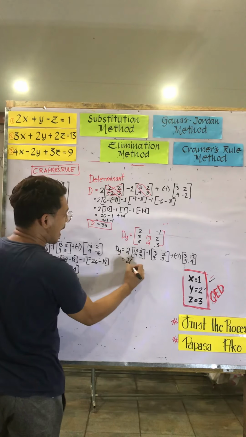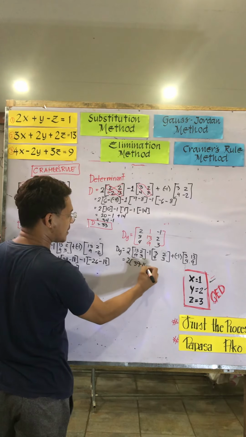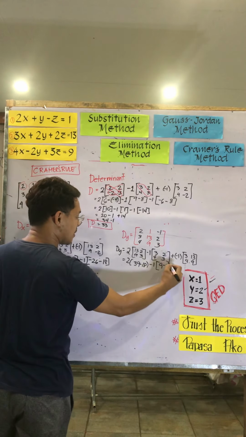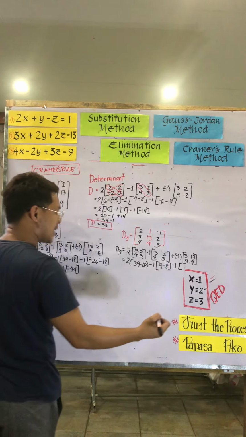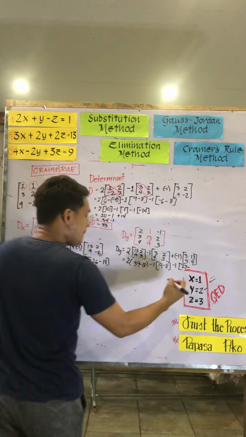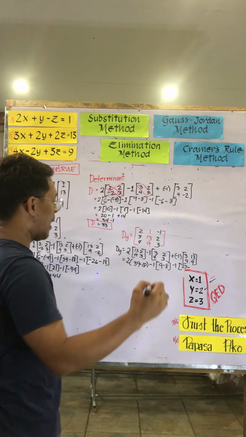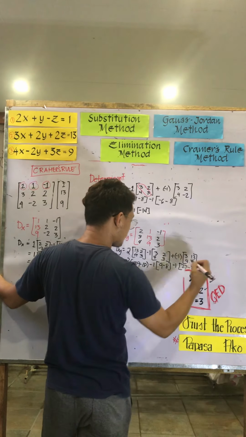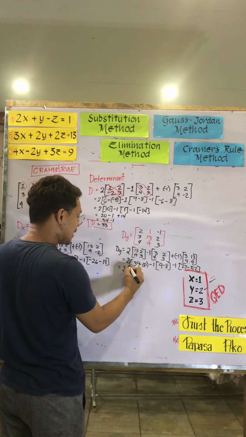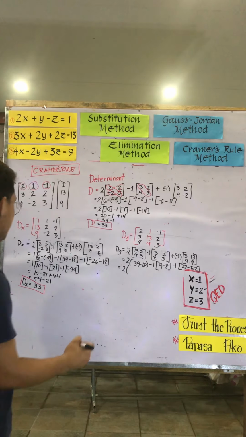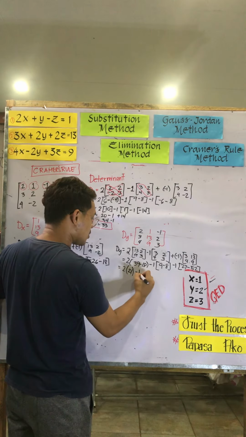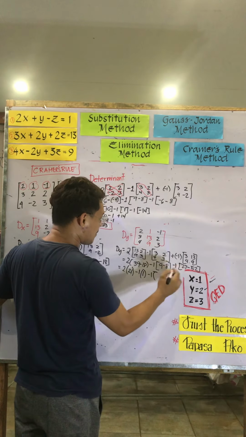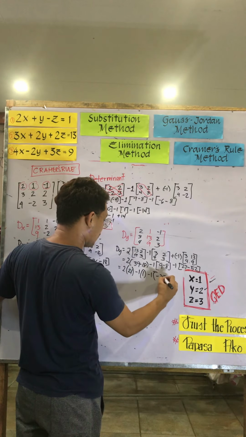Then, 2 times, 13 times 3 is 39 minus 18. 3 times 3 is 9 minus 4 times 2 is 8. Minus 1. 9 times 3 is 27. Minus, our 4 times 13 is 52. Therefore, we have 2 times 39 minus 18 is 21. Minus 1. 9 minus 8 is 1. Minus 1. 27 minus 52 is negative 25.